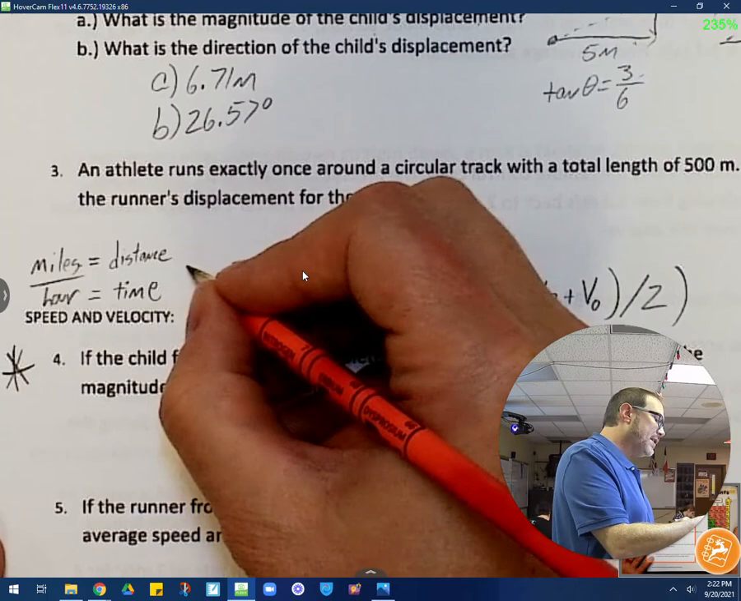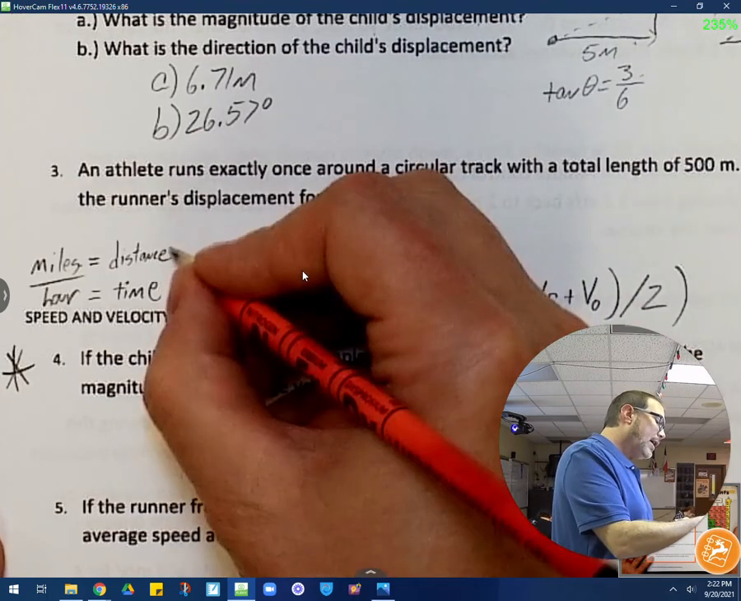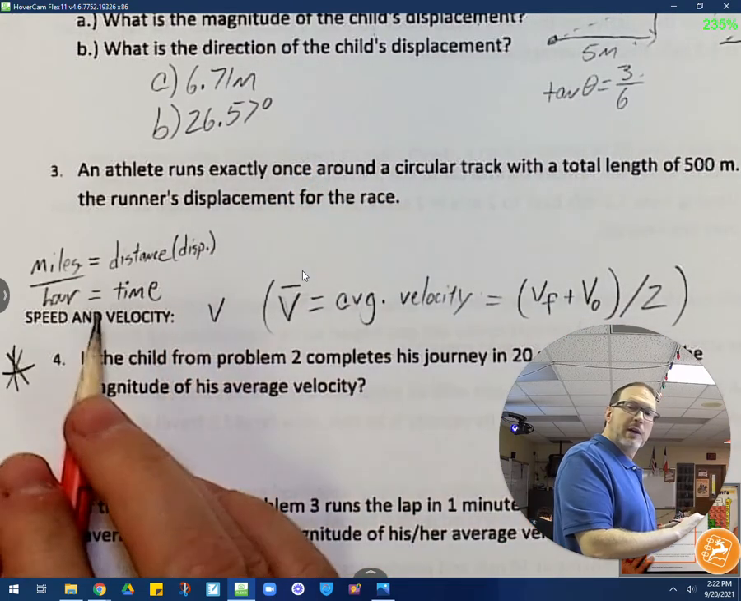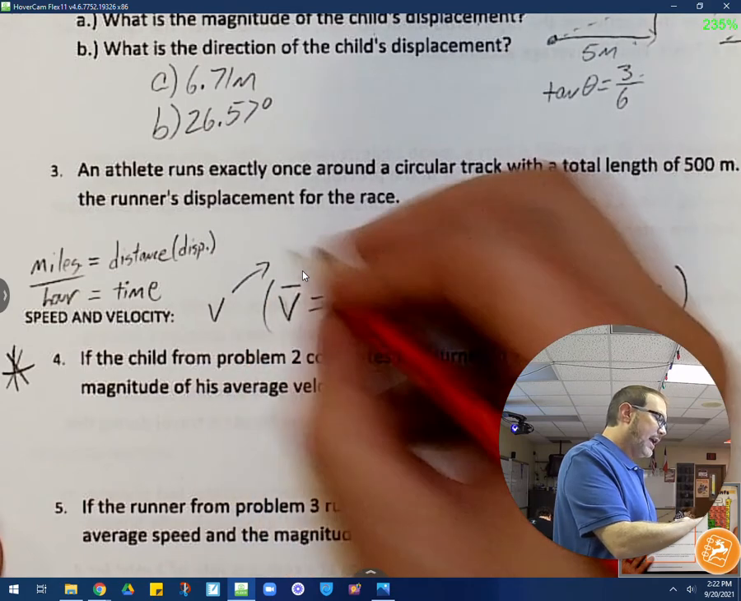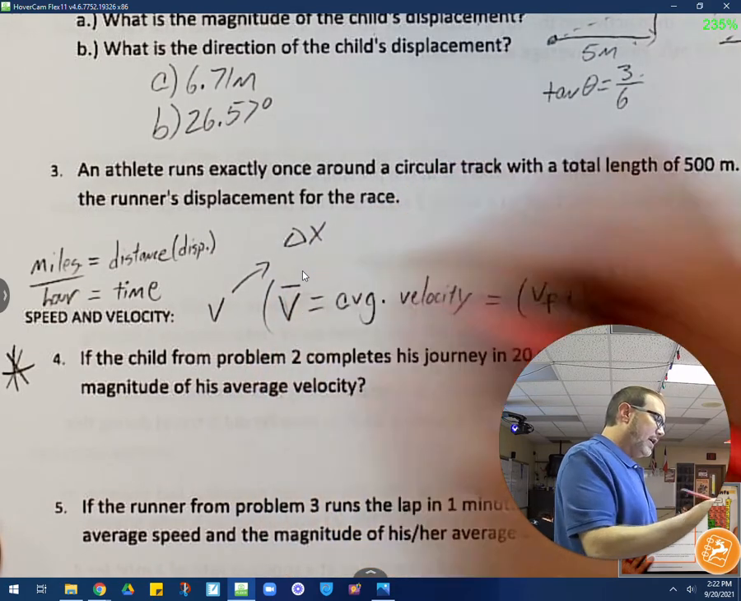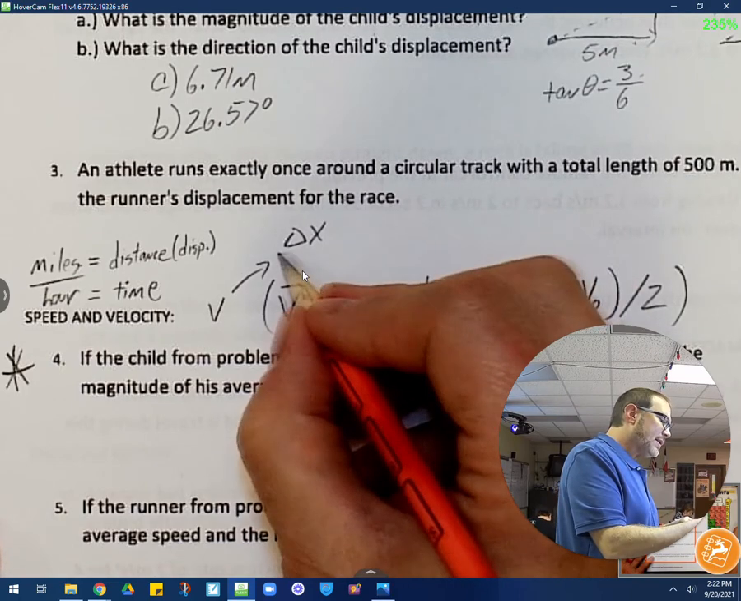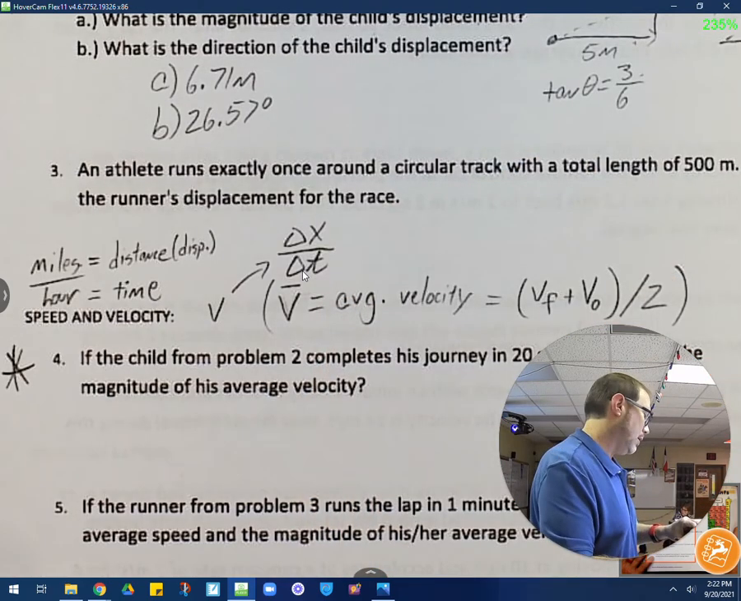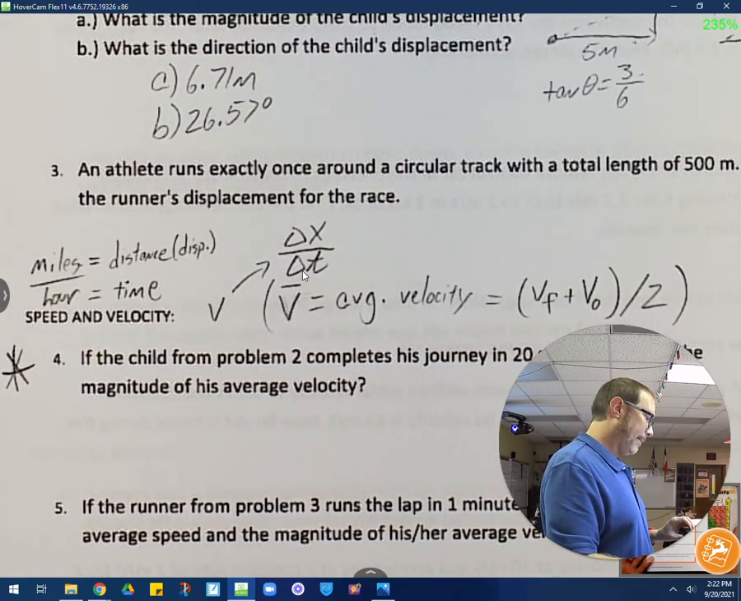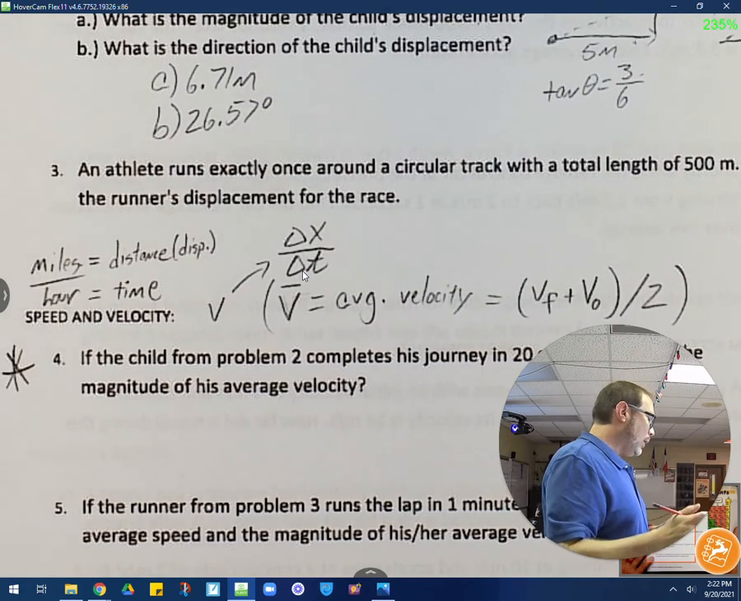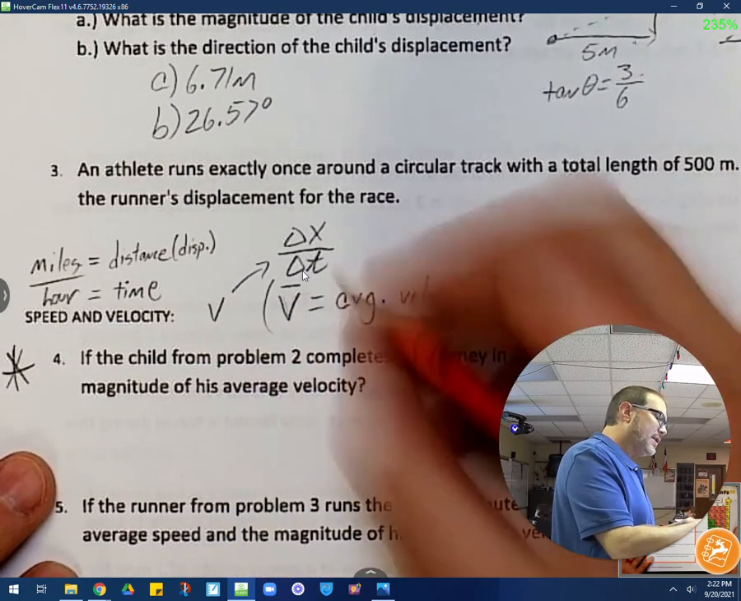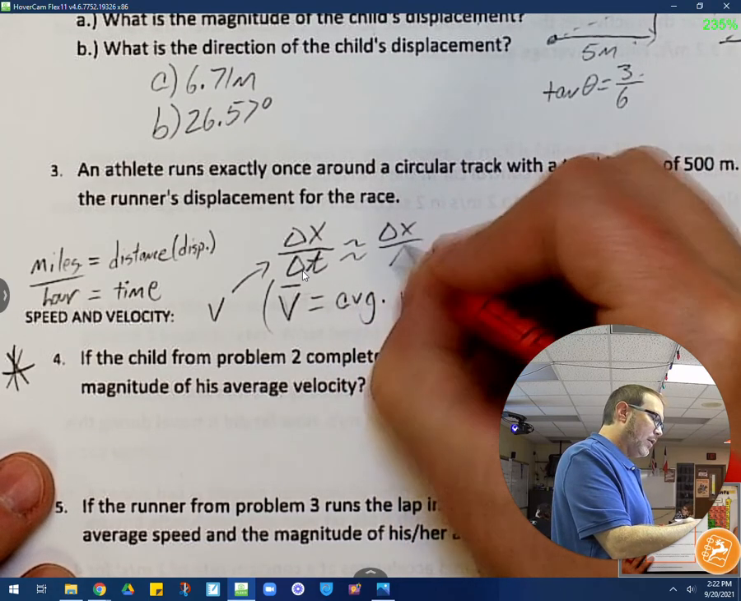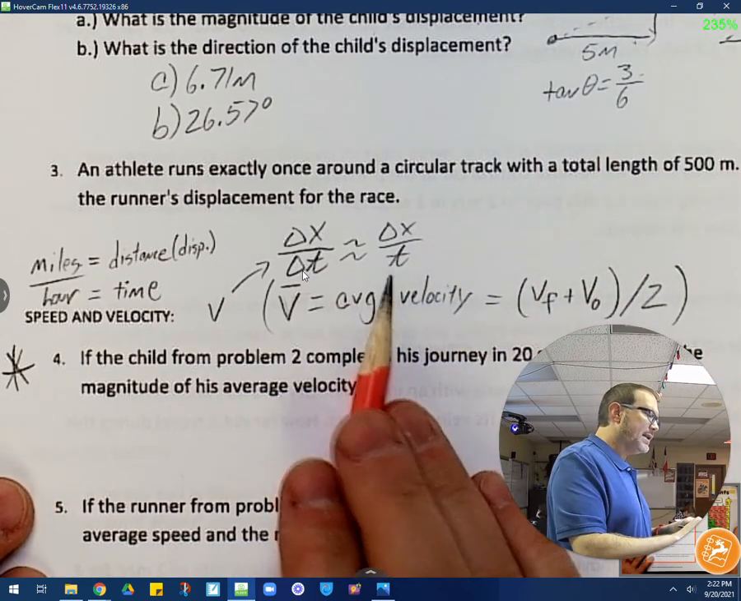Another word for distance, if we want to make this a vector thing, is displacement. So you could look at velocity as being equal to the displacement, or change in x, divided by the change in time, or delta t. We can also simplify that to delta x over t, because we're going to assume that time is passing.